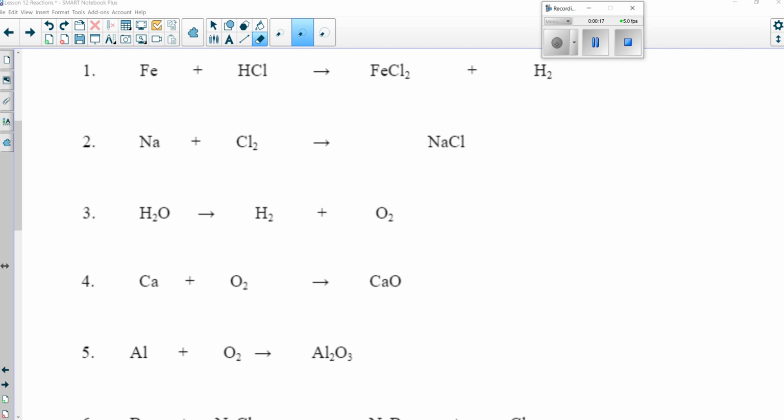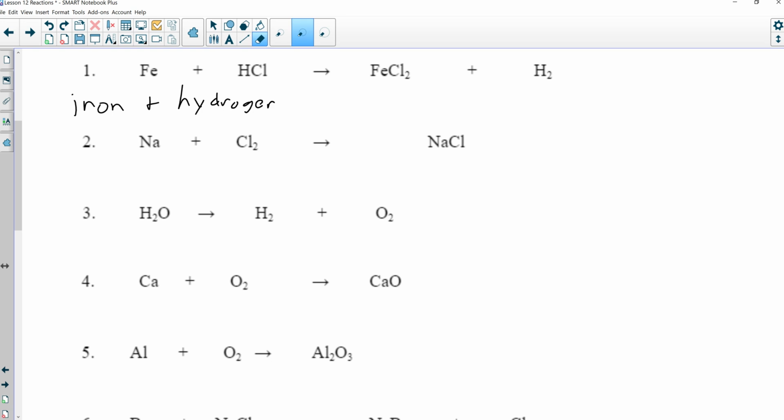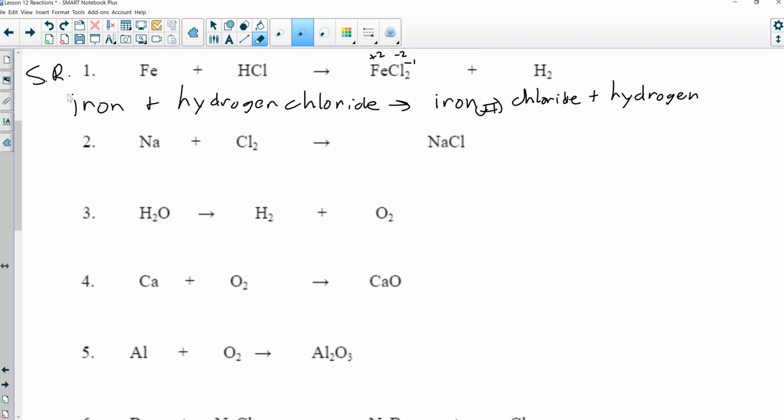For question number one, if we're writing this one out in words, I have iron reacting with hydrogen chloride, an ionic compound as well, to produce iron 2 chloride, because chloride is a -1 and there are 2 of them, which gives me 2 negatives, so this is the iron with the 2+ charge. Iron 2 chloride, plus hydrogen. What kind of reaction is that? Single replacement reaction. Yep, it's an element reacting with an ionic compound.